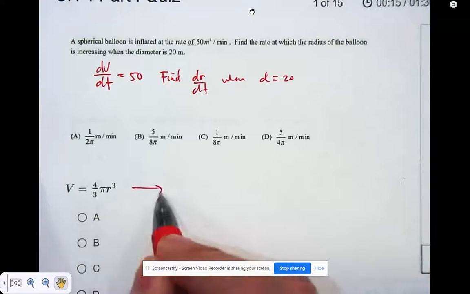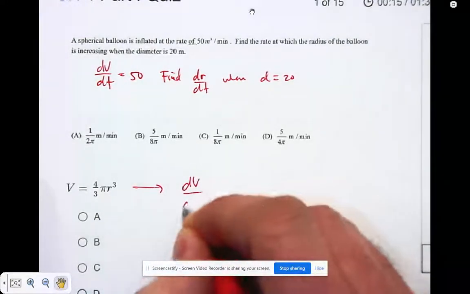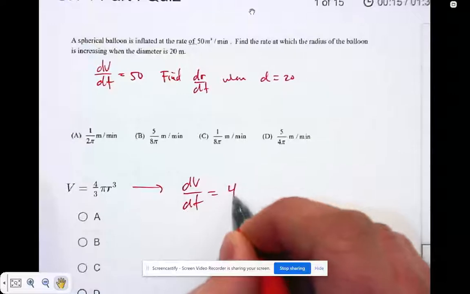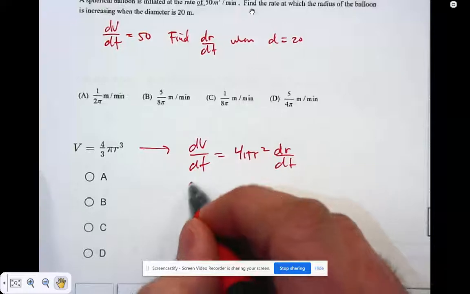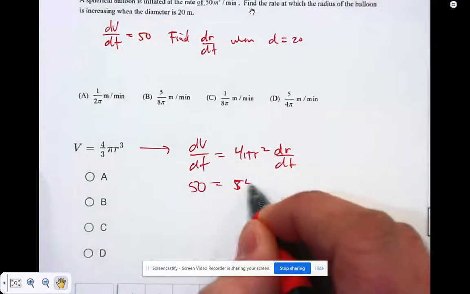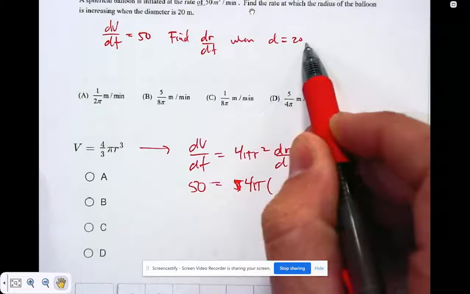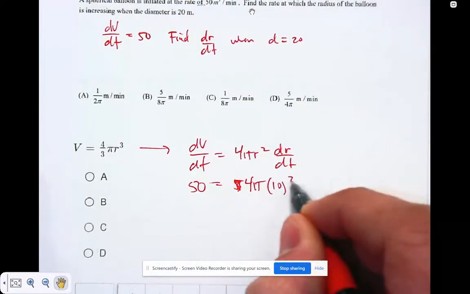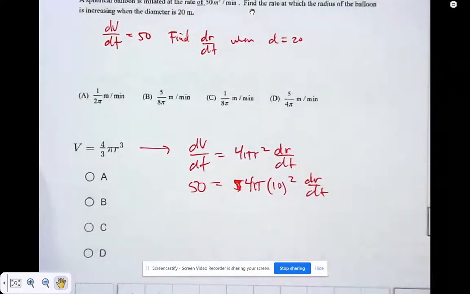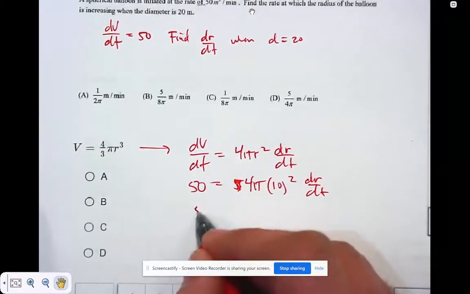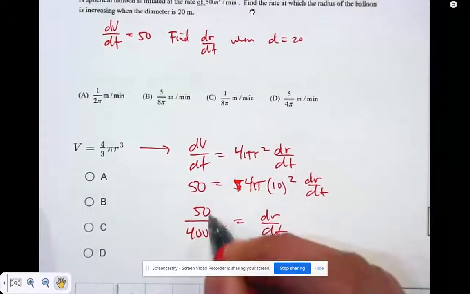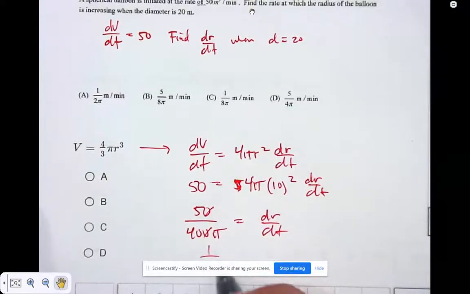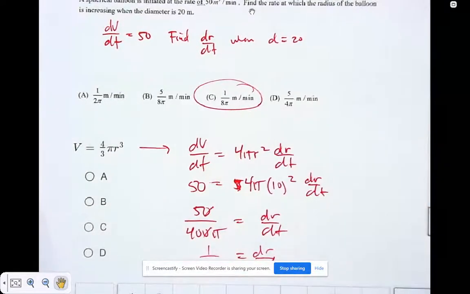Okay, so I gave you this formula down here. If you take the derivative of that with respect to time, you bring the 3 down, you get 4 pi r squared dr/dt. I told you that this was 50. 4 pi, if the diameter is 20, the radius is 10, so we'll square that, dr/dt. So this is 100, 400 pi. So if you take 50 and divide by 400 pi, you should get your answer. And then a 0 would cancel. That becomes 1 over 8 and a pi downstairs for an answer of 1 over 8 pi.